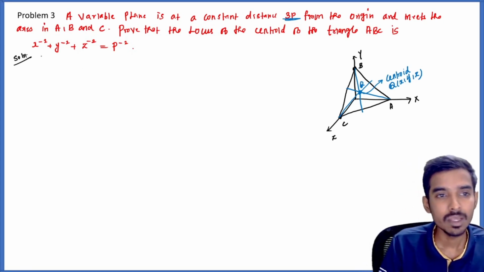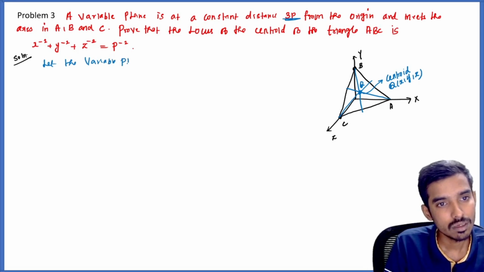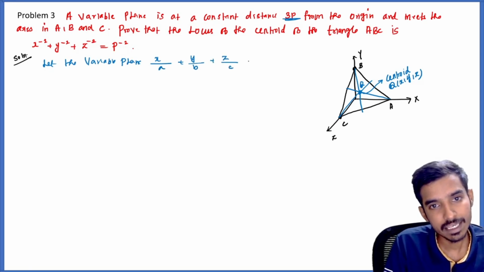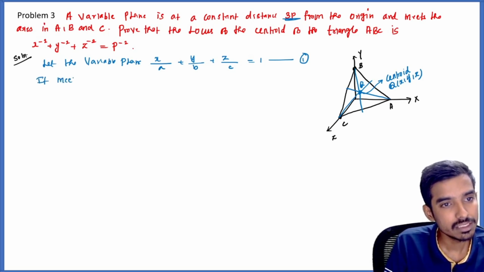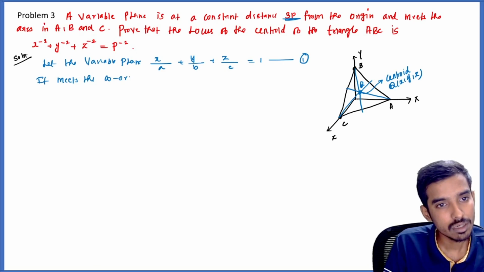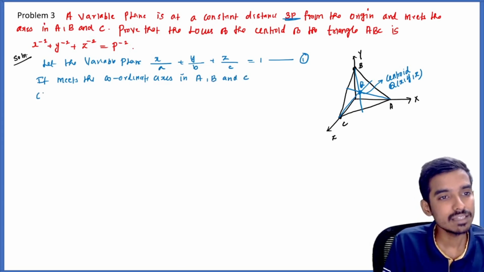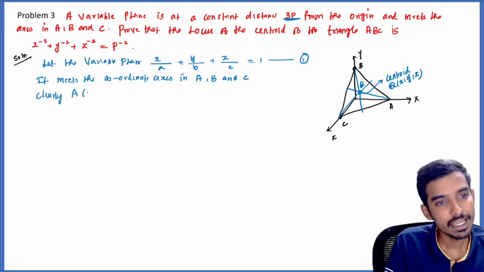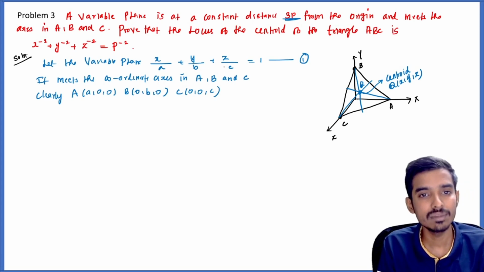Okay, so we'll do this. Let the variable plane be x by a plus y by b plus z by c is equal to 1, right? Now it meets the coordinate axes in A, B, and C. So clearly the vertices of the triangle ABC are: A is (a, 0, 0), B is (0, b, 0), and C is (0, 0, c), right? Because the x intercept is a, the y intercept is b, the z intercept is c.